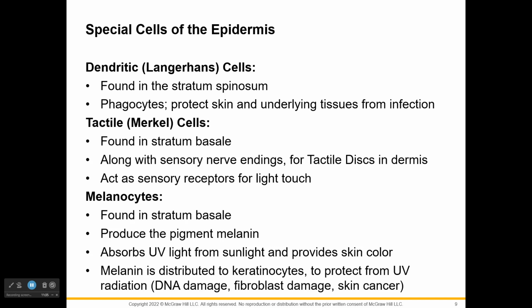And then melanocytes are found also in that bottom layer, stratum basale, and these cells produce melanin. Melanin is a pigment that absorbs UV light, and pigment is color. And so if you're going to have any pigment in your skin, you're going to have some sort of skin color. And it is distributed to the keratinocytes from the melanocytes.